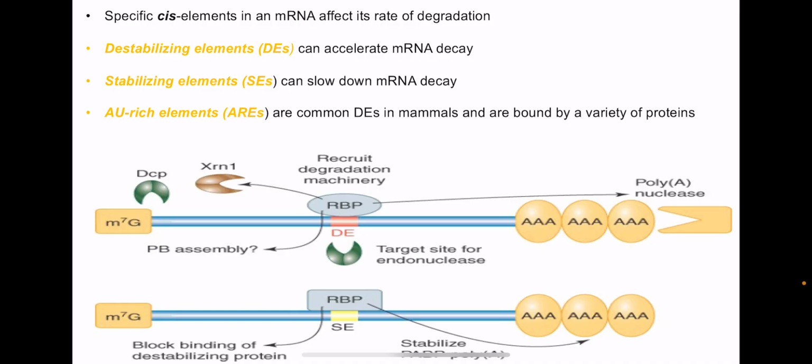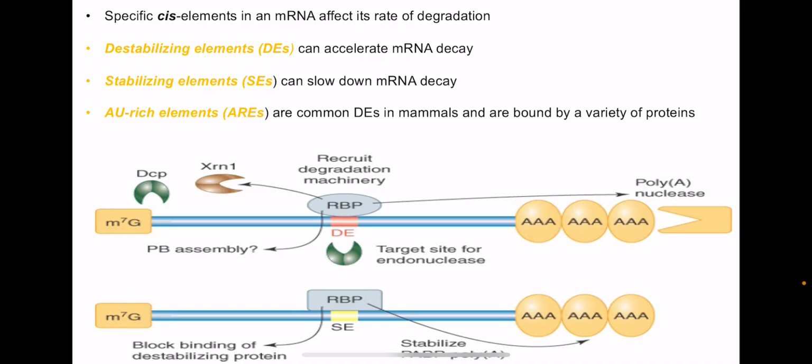So the abundance of specific mRNAs in a cell is actually a result of two things: the rate of synthesis and the rate of degradation. If the rate of synthesis is higher than the rate of degradation, obviously mRNA levels will be increasing. But if the rate of degradation is higher than the rate of synthesis, then the levels of mRNA will be reducing over time. But if these two are in steady state, the mRNA levels will remain constant.